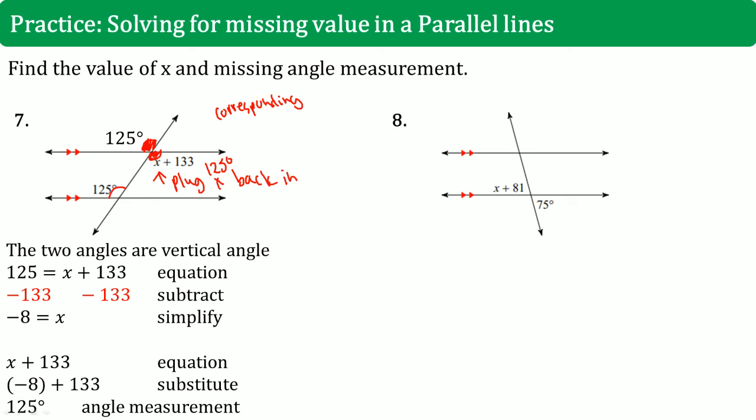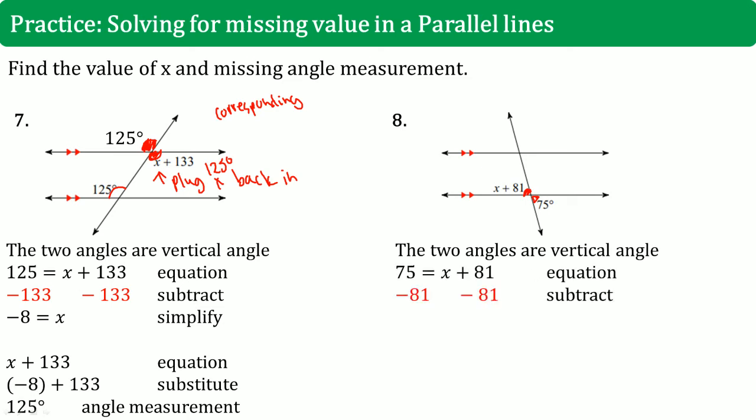Angle 8. How are these two related? Okay. We know that these two are related because they're vertical angles. So they're the same. 75 is equal to x plus 81. Subtract 81 to both sides, you get x is equal to -6. Are we done? Not quite.